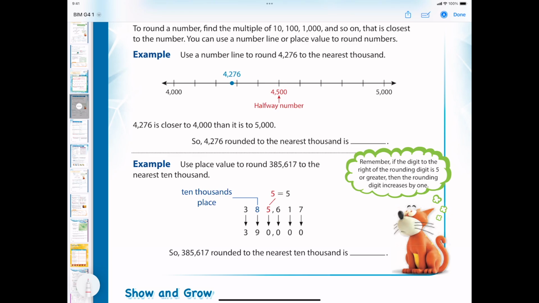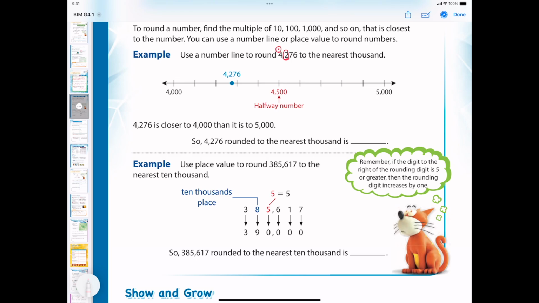Okay, and a different method. All right, so example: use a number line to round 4,276 to the nearest thousand. So what's the target number? 1,000, which is 4. And what's the matter number? The number right next to it, to the right side, which is 2. Before we move on, this is the matter number, right? 2 is what? Round down or round up? If you said round down, you're correct.